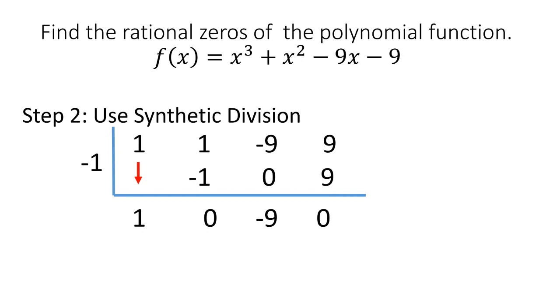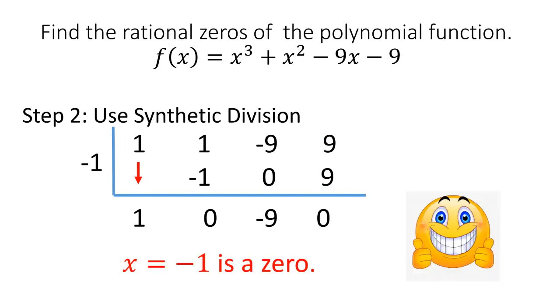This was a negative. Okay, there we go. So we have negative 9 plus 9 gives me 0. So what this is telling me is that x equals negative 1 is a 0. And this makes us happy because we actually found a 0.